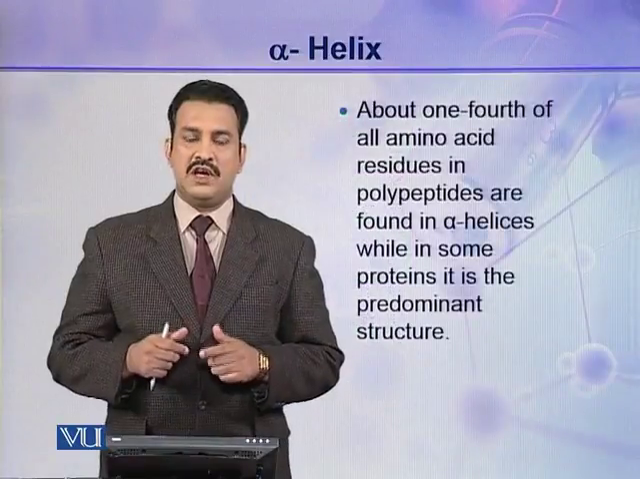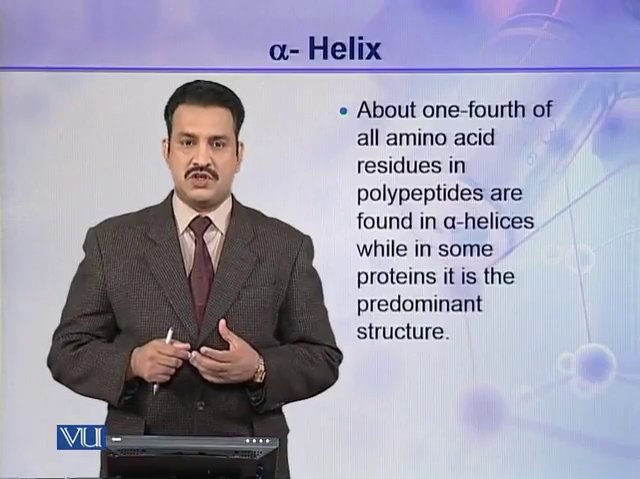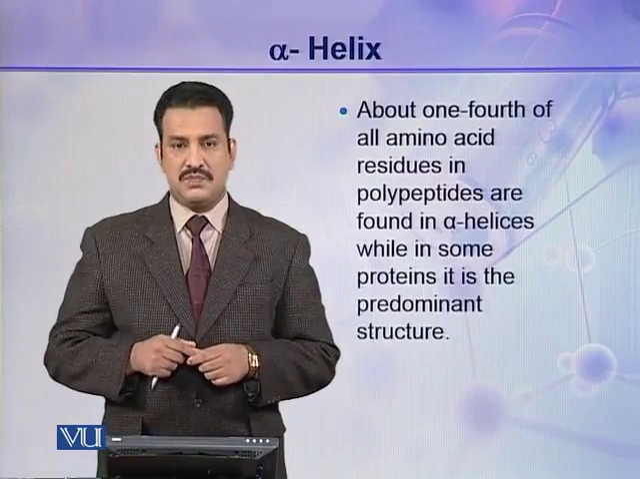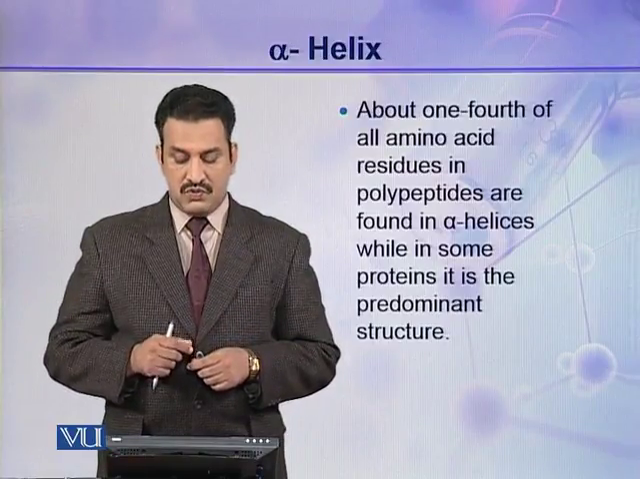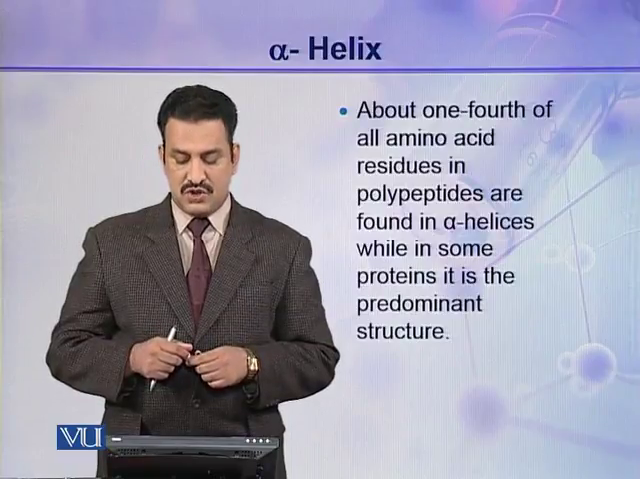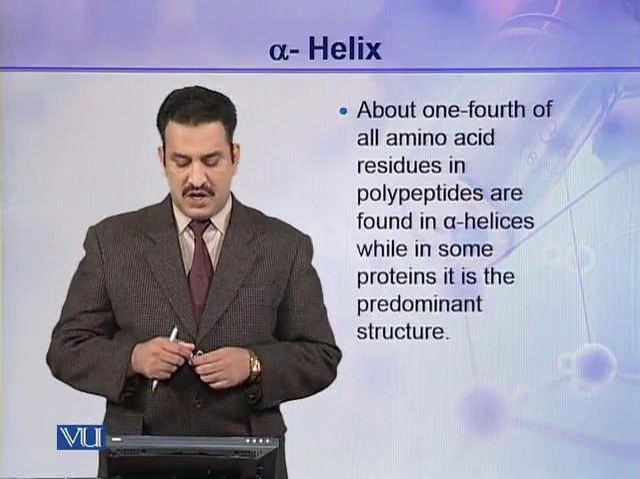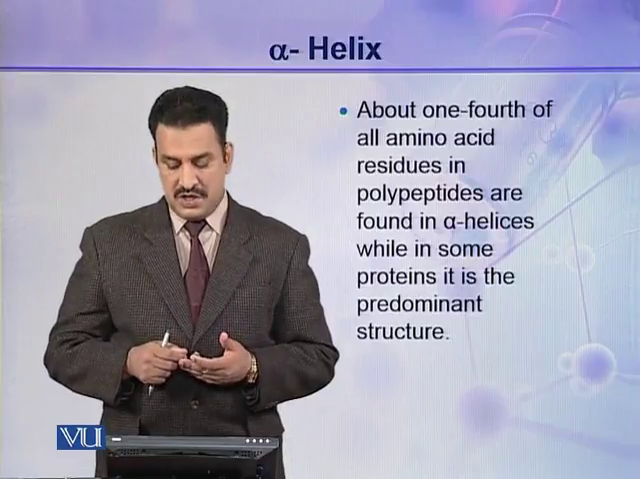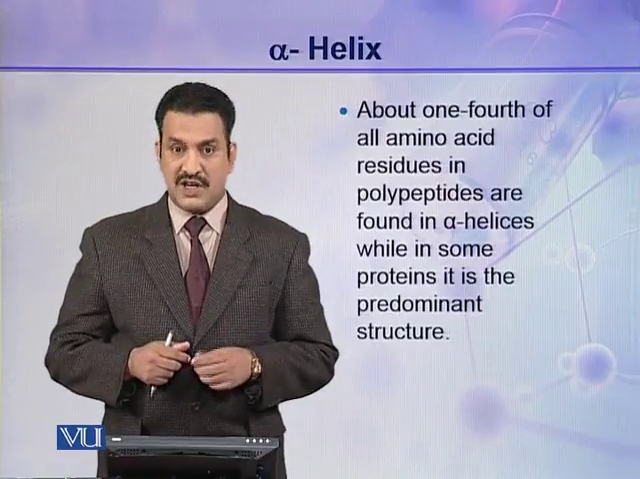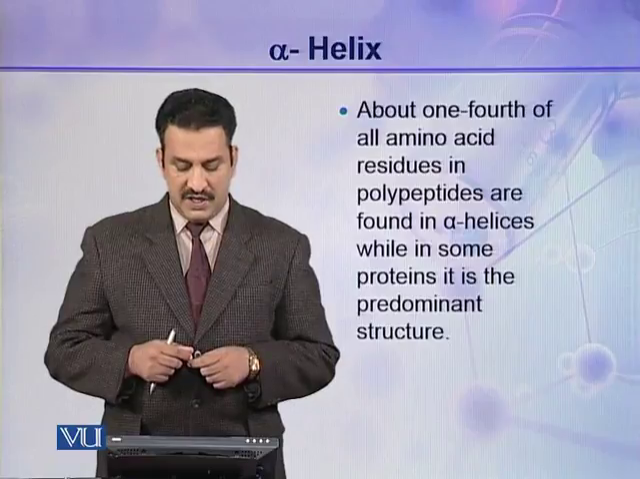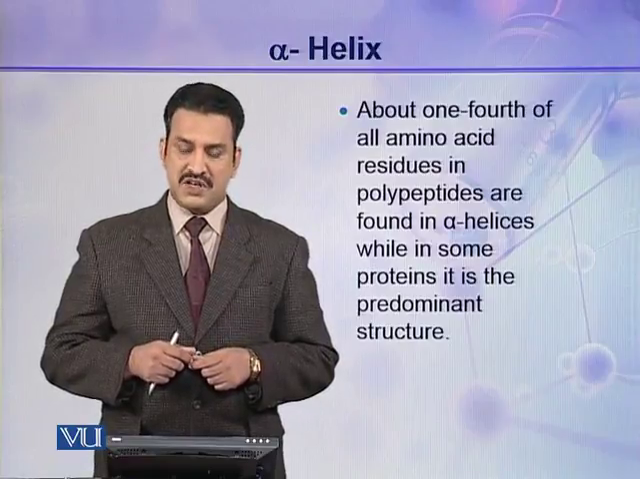So as you know, the alpha helix is one of the prominent structures found in protein molecules. About 1/4 of all amino acid residues in a polypeptide chain are found in alpha helices. And in some proteins like keratins, the alpha helix is the prominent structure.